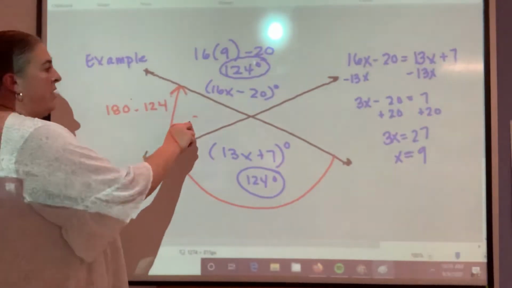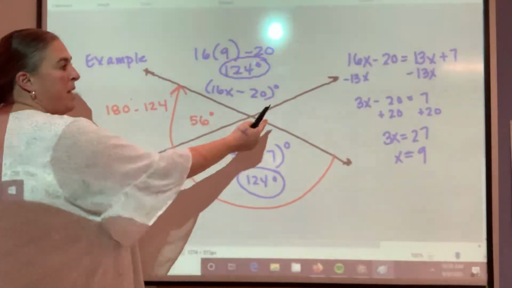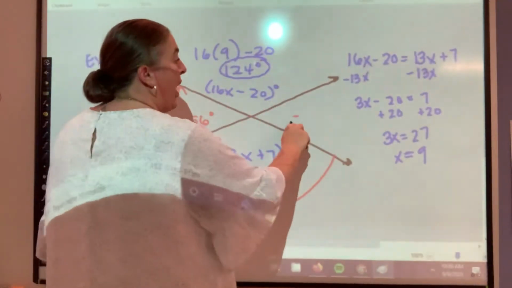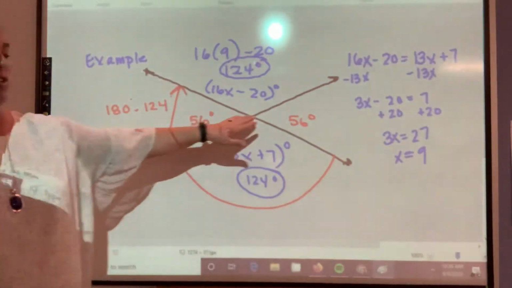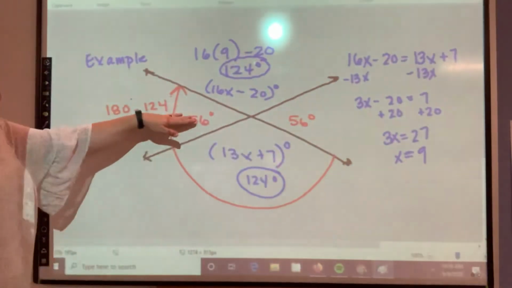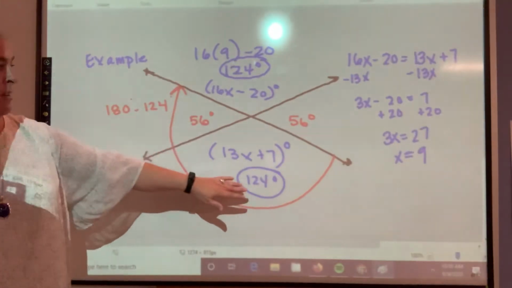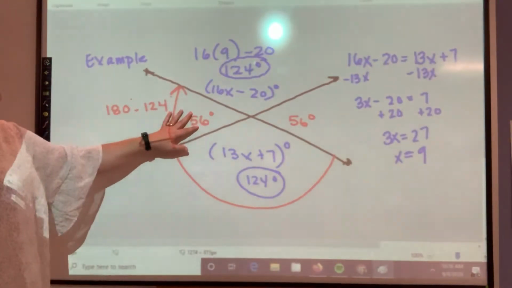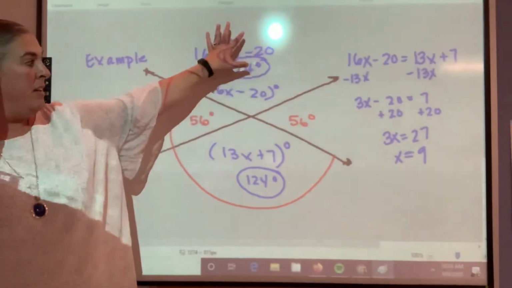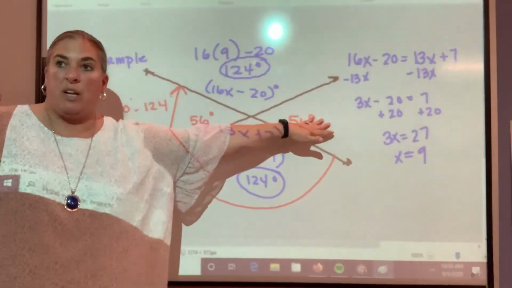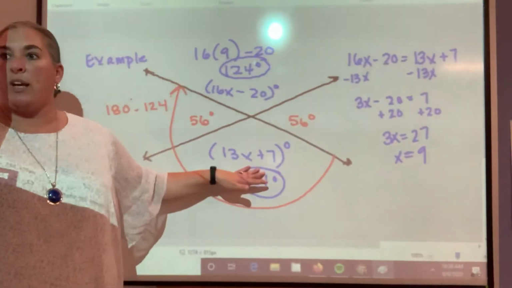56. So if this angle is 56, what does that mean this one is? 56. Okay, and why? Because they're congruent. Yes, because they are vertical angles. So the vertical angle pairs have to be equal. Basically, the blue and the red together have to give you 180. So if I add this one and this one, I should get 180. This one and this one, I should get 180. And this one and this one, I should get 180.